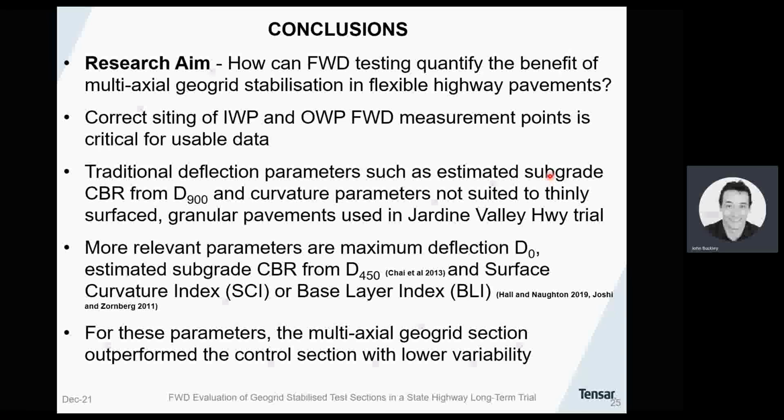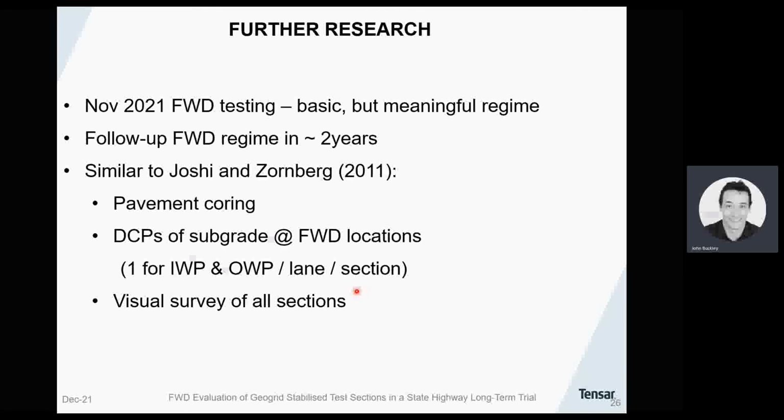More relevant parameters were found, and these were maximum deflection, D0, estimated subgrade CBR from D450, and the SCI or BLI parameters derived from the D0 minus D300 offsets. So in summary, the multi-axial geogrid section outperformed the control section with lower variabilities of these relevant deflection parameters. The current round of FWD testing was quite basic in nature, but a lot more meaningful than the previous 2010 regime, as there was more usable data.